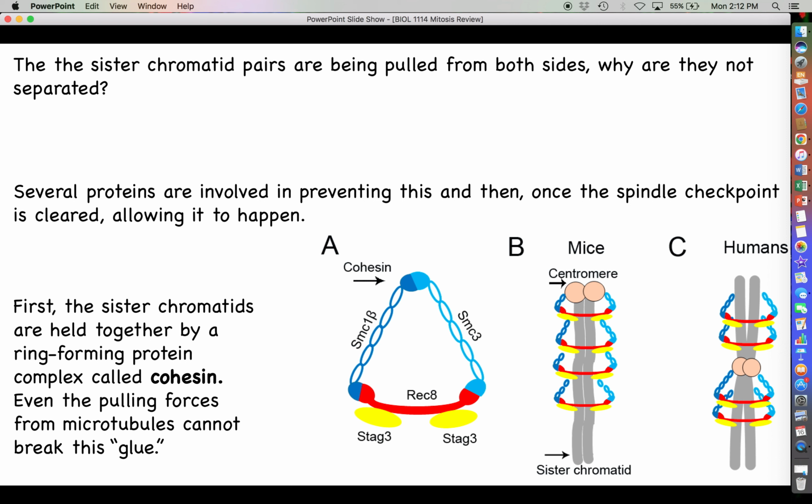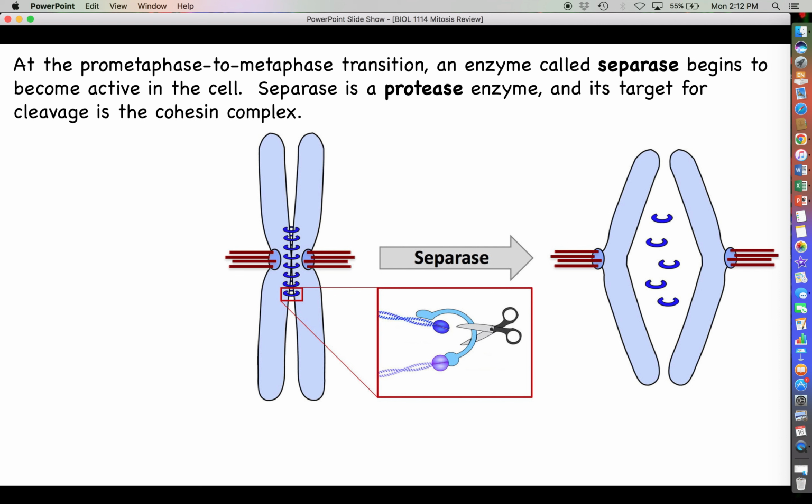This is a protein complex called cohesin, and you can see that cohesin is made of several different types of proteins. The names of these proteins are not really that important, but you can actually see that the cohesin protein complex resembles a ring. These rings assemble around the DNA of the two different sister chromatids, effectively hooking them together and preventing them from dissociating from each other, even if there are pulling forces that are attempting to pull them apart. This is literally the glue that is holding the sister chromatids together.